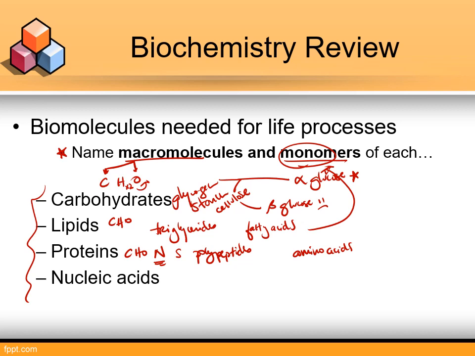Last but not least, we're going to talk about nucleic acids. Nucleic acids, carbon, hydrogen, and oxygen always. Also some nitrogen, and then we're going to throw in some phosphorus. Nucleic acids consist of DNA and RNA, and those monomers are going to be nucleotides, A's, T's, C's, G's, and U's.